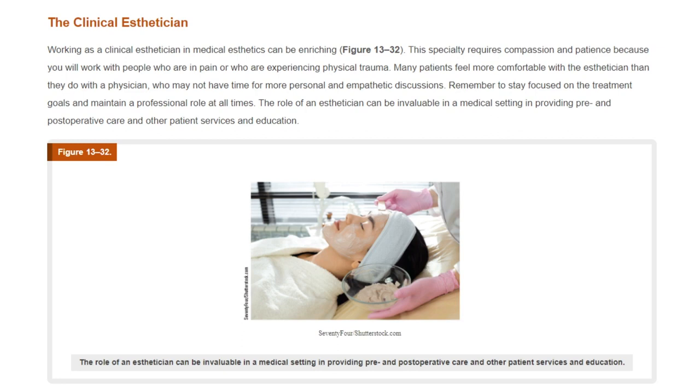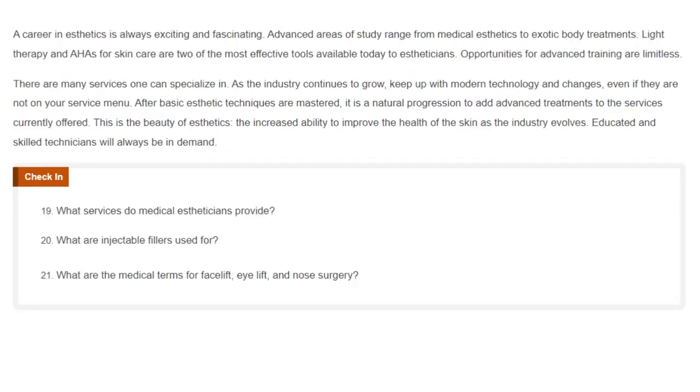A career in aesthetics is always exciting and fascinating. Advanced areas of study range from medical aesthetics to exotic body treatments. Light therapy and AHAs for skin care are two of the most effective tools available today to estheticians. Opportunities for advanced training are limitless. There are many services one can specialize in.